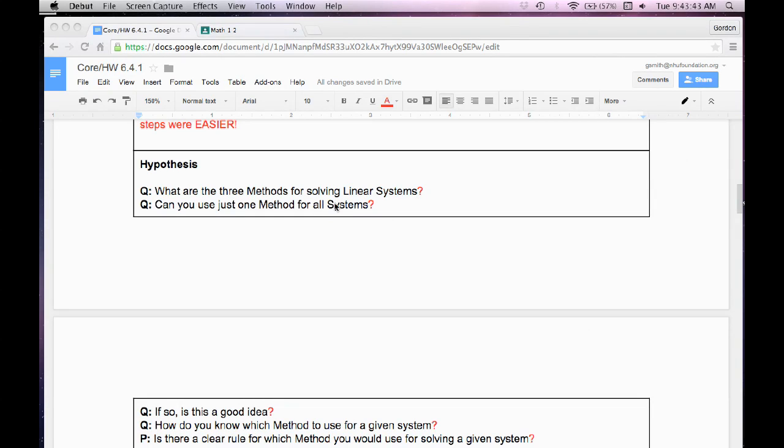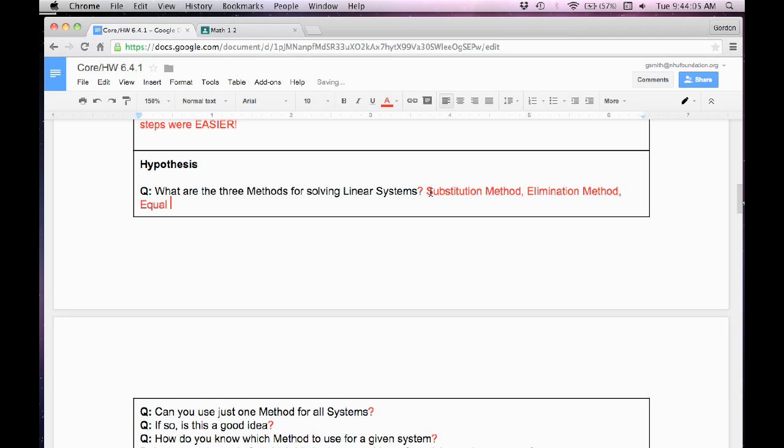All right, we'll take a look at the hypothesis. What are the three methods for solving linear systems? We just did two of them. One of them would be substitution. One would be elimination, which we just did. And then, of course, there is the equal values method, which is when you set two mx plus b's equal to each other, if you have an isolated variable in both of them.